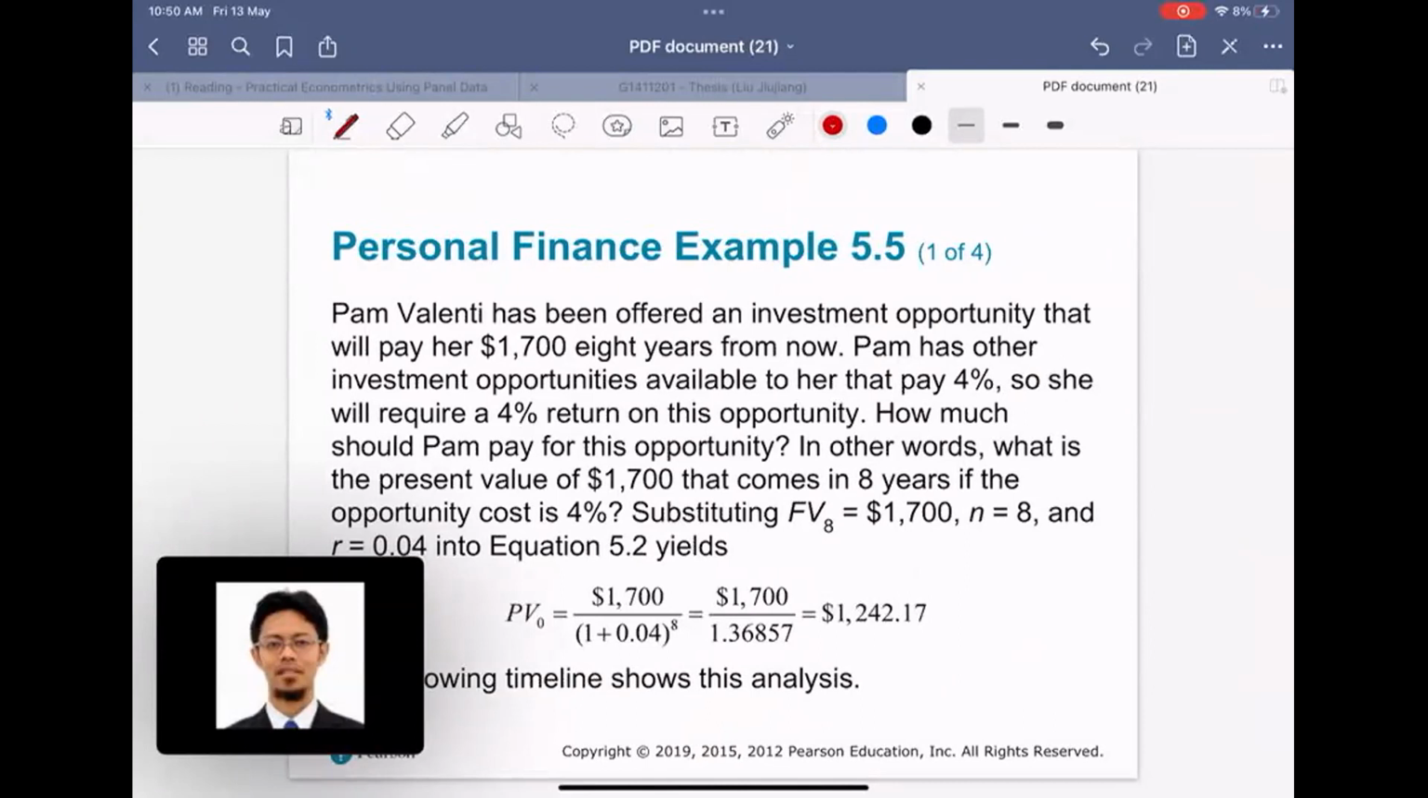First, what is your future value? What is your I? What is your N? Then find the present value. Either you have to use a calculator or Excel. You can use the formula or you can use Excel straight away.